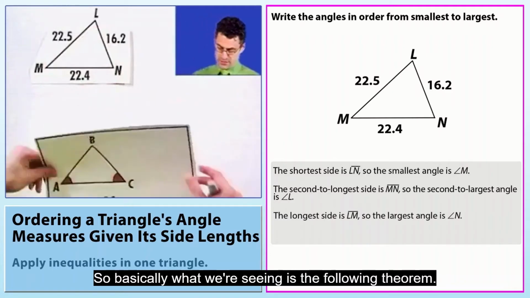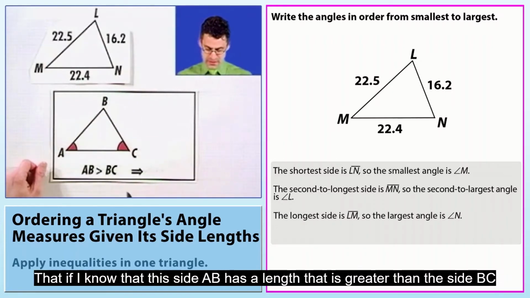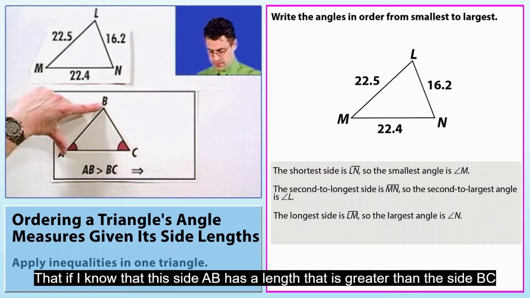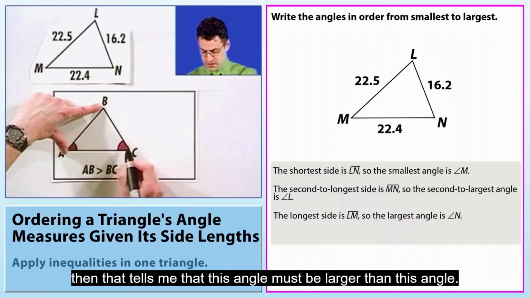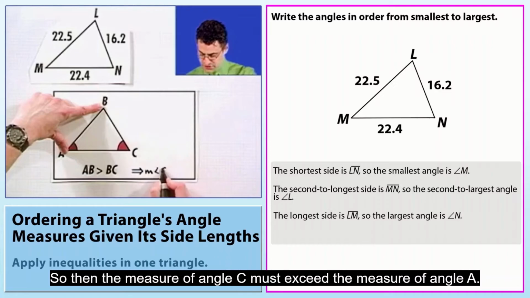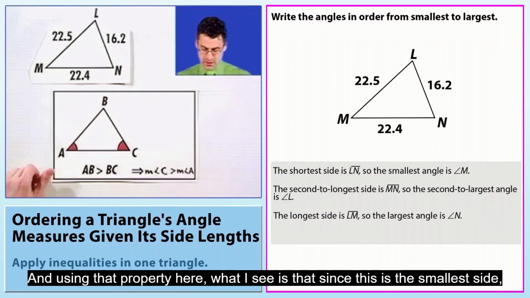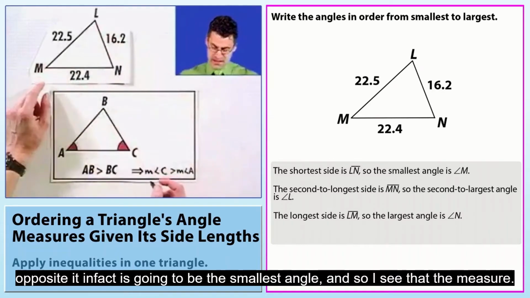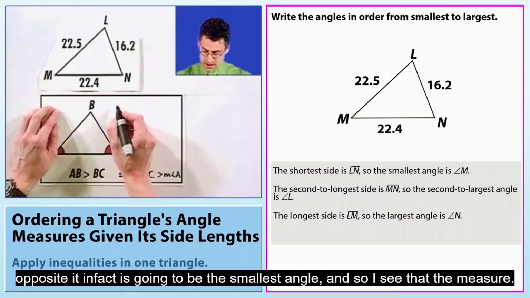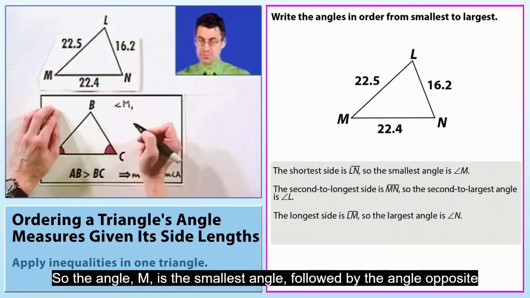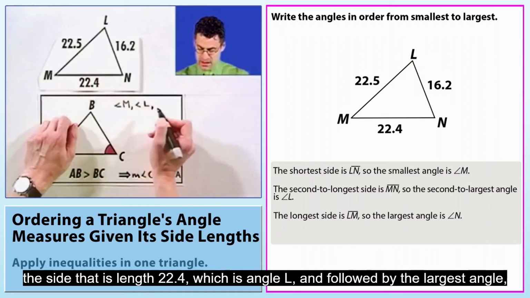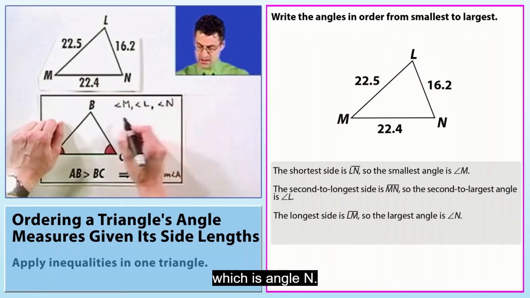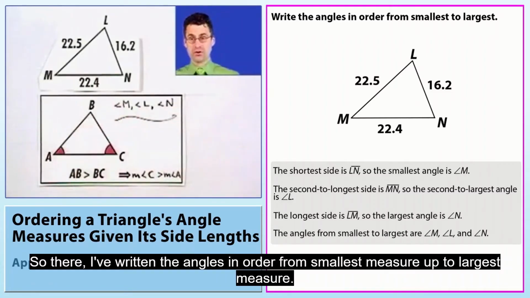So basically what we're seeing is the following theorem. If I know that this side, AB, has a length that is greater than the side BC, then that tells me that this angle must be larger than this angle. So the measure of angle C must exceed the measure of angle A. Using that property here, since this is the smallest side, opposite it is going to be the smallest angle. So the angle M is the smallest angle, followed by the angle opposite the side that has length 22.4, which is angle L, and followed by the largest angle, which is angle N. So there I've written the angles in order from smallest measure up to largest measure.